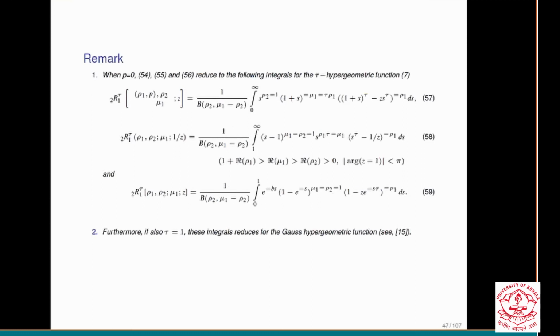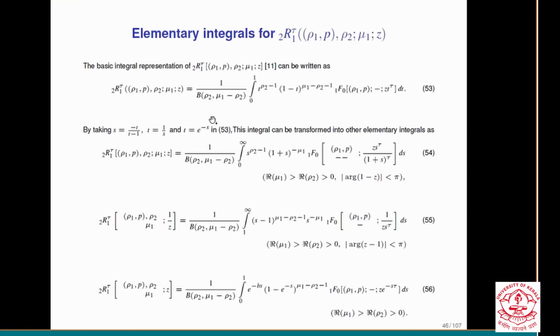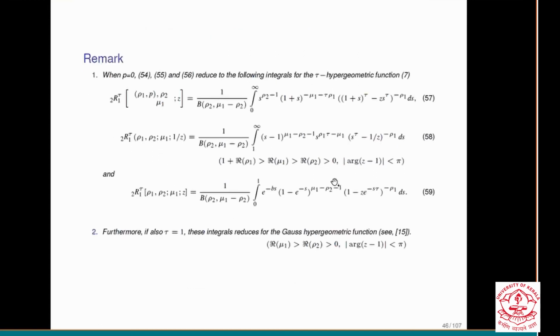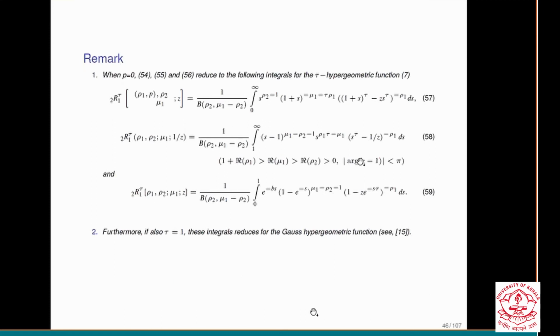And if I now put p equal to 0 in 54, 55, 56, it reduces to the following integrals of the tau hypergeometric function, given by this as equation number 57, equation 58 and 59.